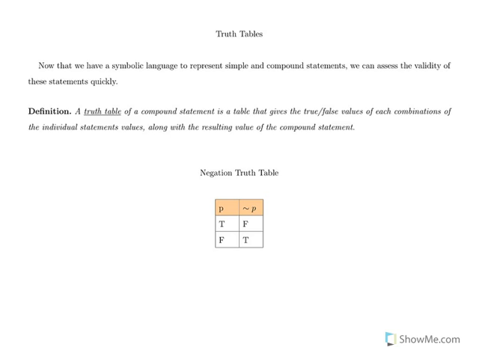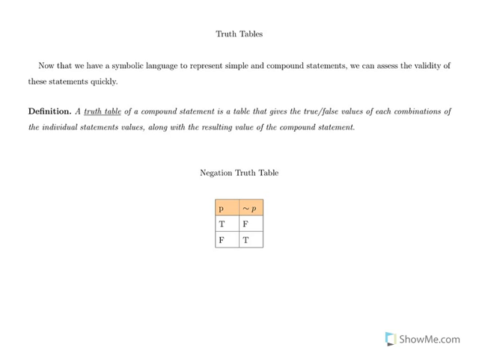So now that we have this symbolic language to represent all of these statements, we can use these truth tables and this simple symbology to assess the validity of these statements quickly. We can look at a lot of information at one time using these truth tables. So a truth table of a compound statement is a table that gives a true-false value of each combination of individual statement values, along with the resulting values of the compound statement. So we're going to go through these simple truth tables of our basic compound statements, and then we'll get into more complicated examples later on.